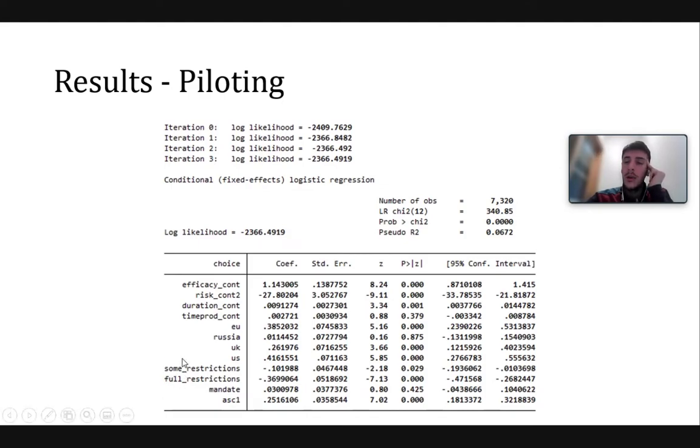In terms of the policy restrictions, again, this is in line with our expectation. The higher the restriction, the lower the utility to get the vaccine. And then to conclude this first output, I would like to spend some time looking at this ASC, which is called the alternative specific constant.